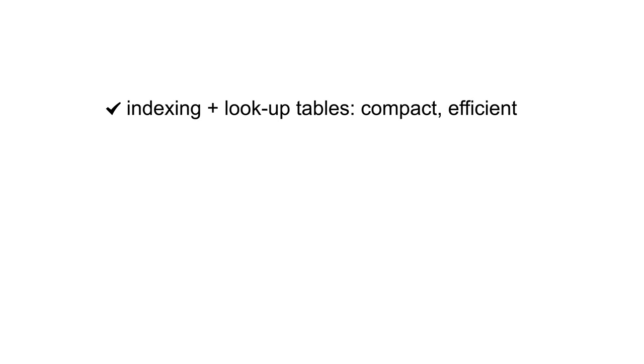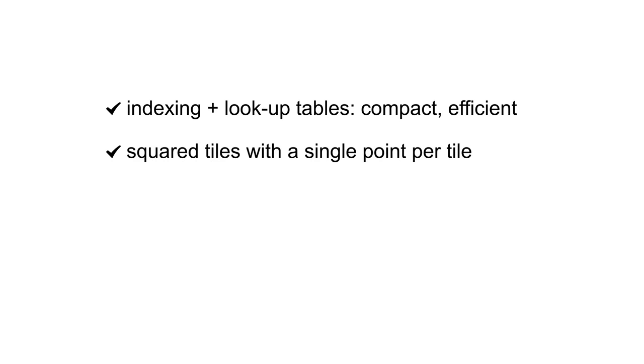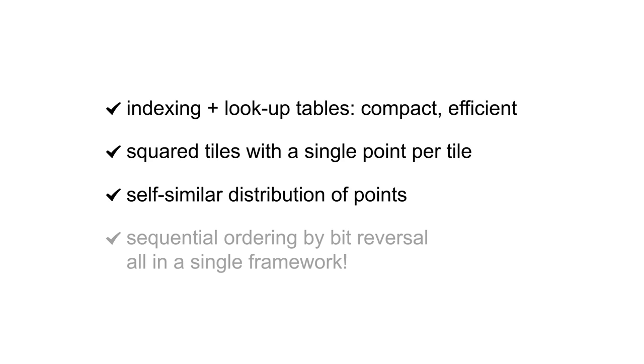Our method creates point sets that are compact to store and very efficient to compute due to their compact lookup tables. It uses squared tiles with a single point per tile for a fine granular control of points. The point sets are distributed in a self-similar way to enable adaptive sampling. Sequential ordering of the samples per tile allows us to precisely control their appearance.